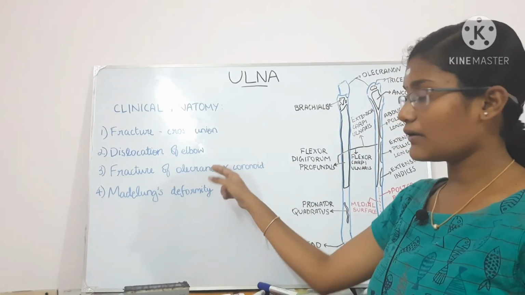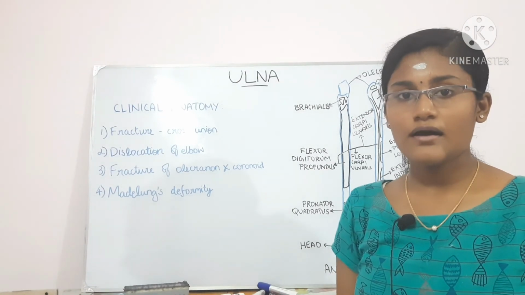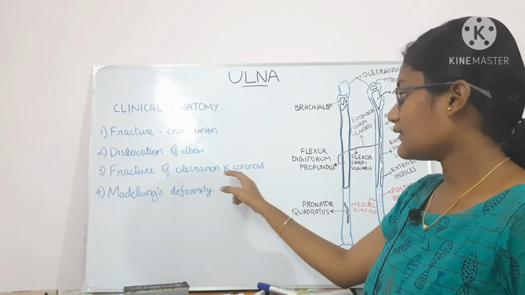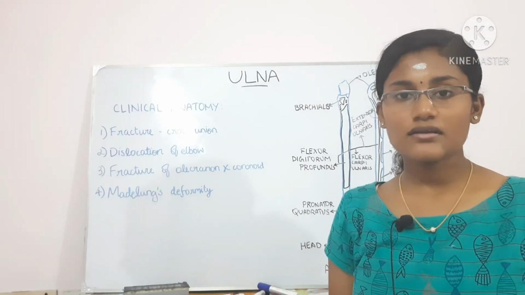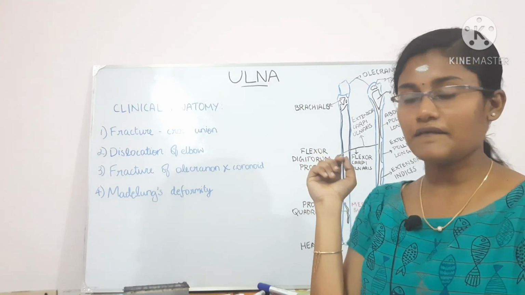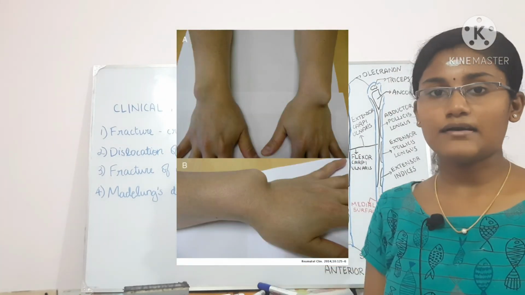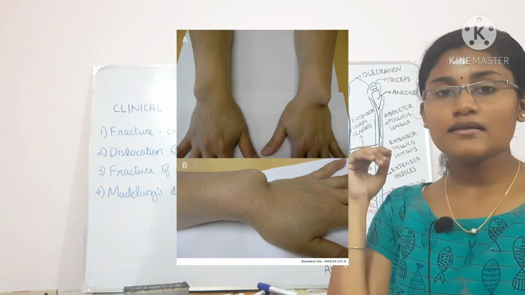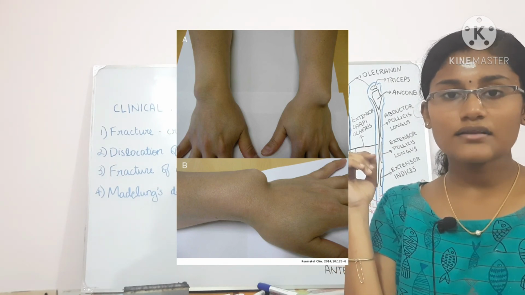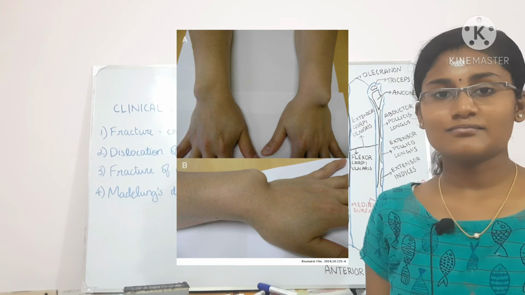The fracture of the olecranon process is very common, and this happens when we fall with the pointed elbow, and the coronoid process fracture is not that common. It is usually associated with the dislocation of the elbow. Madelung's deformity is when the radius is not very well developed on its lower end. This causes the dorsal subluxation of the ulna.